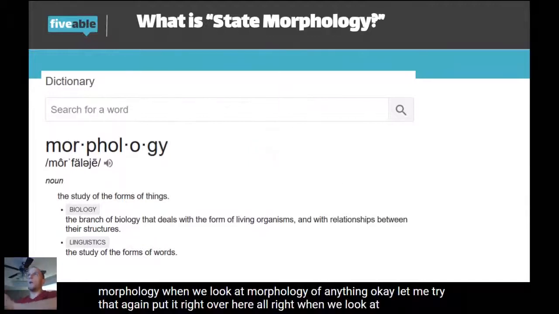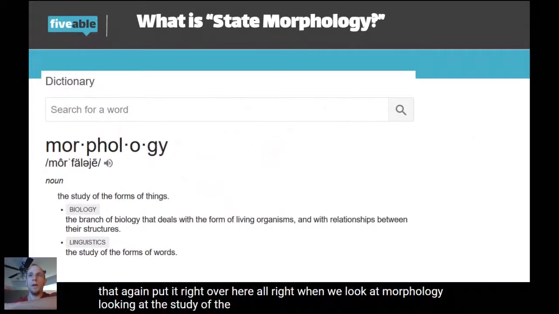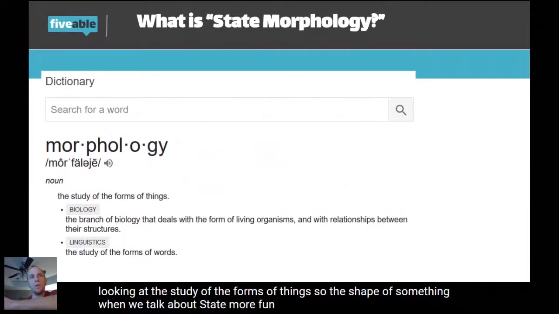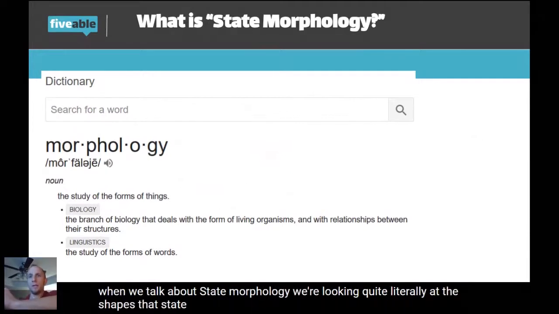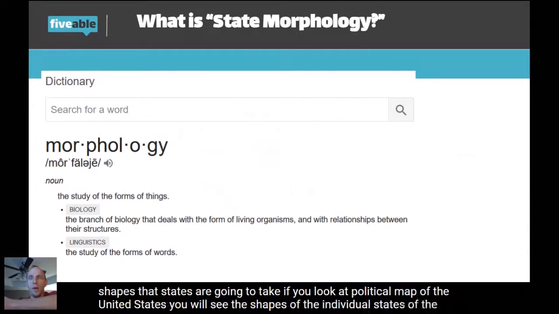When we look at morphology, we're looking at the study of the forms of things. So the shape of something. When we talk about state morphology, we're looking quite literally at the shapes that states are going to take. If you look at a political map of the United States, you'll see the shapes of the individual states of the Union. Look at a political map of Europe, you'll see the shapes of states.